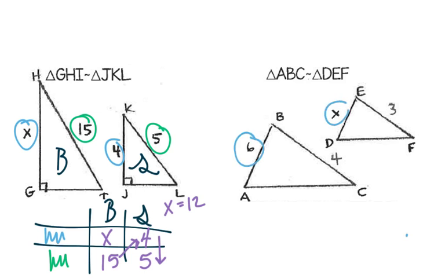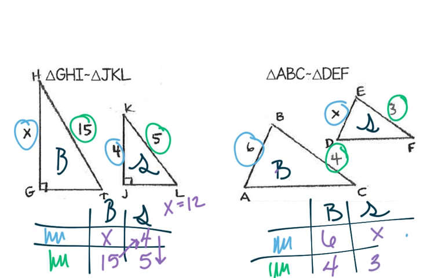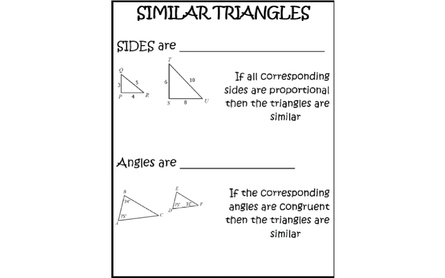All right, and then here we've got 6 and X, 4 and 3, big triangle, small triangle, blue side, green side. So big blue is 6, big green is 4, small blue is X, and small green is 3. Cross multiply and divide, and you get X equals 4.5.